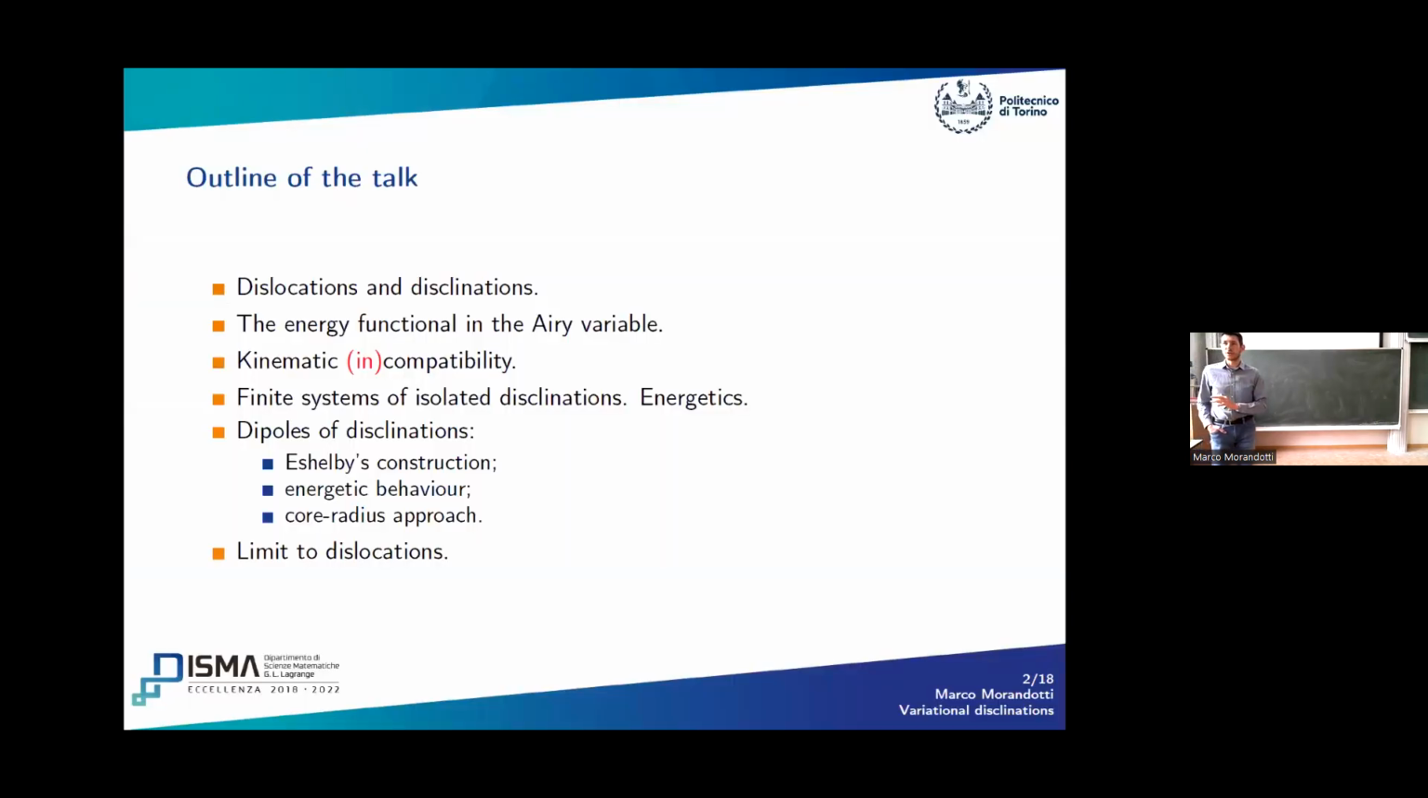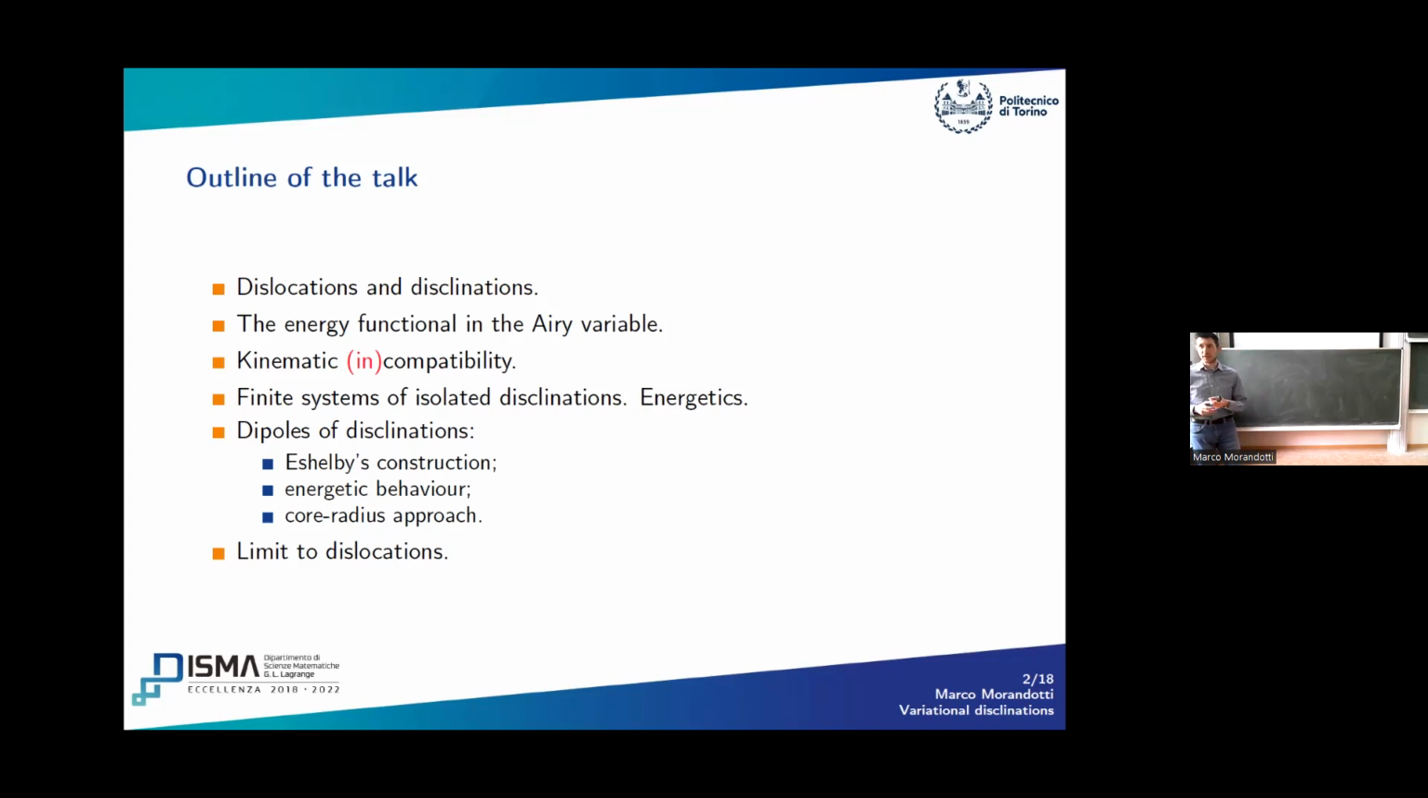So the menu for the afternoon is going to be the following one. I would like to tell you briefly the definition of dislocation and disclination, as they are intended to be measures of defects in a material, usually crystalline solids. And then I would like to frame things in a variational setting, meaning that we would like to define an energy, and we would like to find minimizers of this energy. And in the variational perspective, this allows us to find equilibrium configurations of a material subject to the presence of defects.